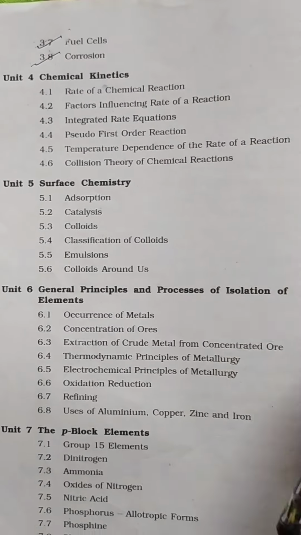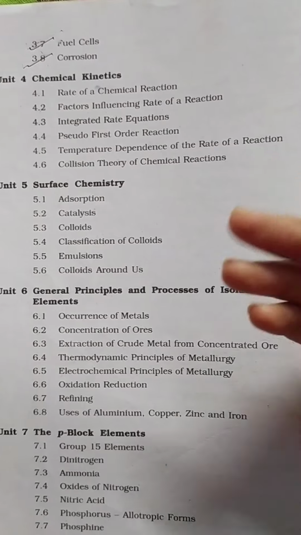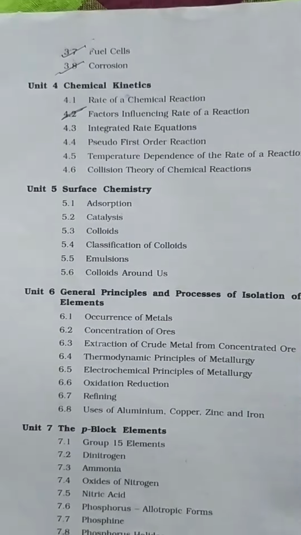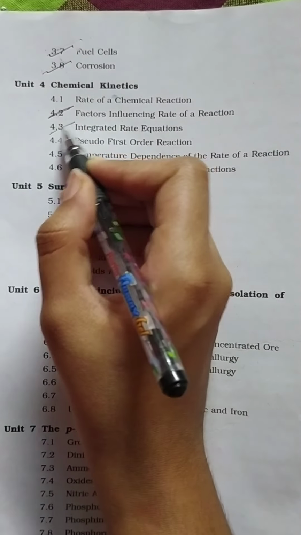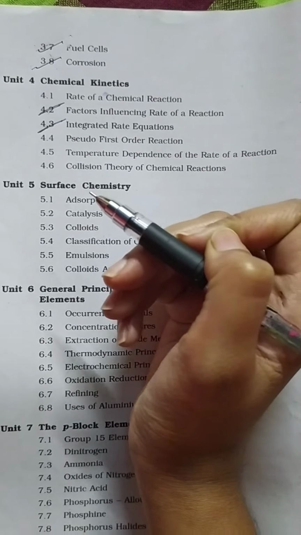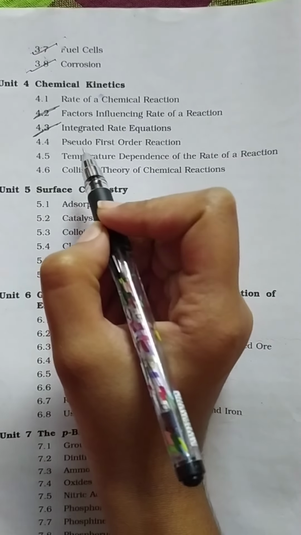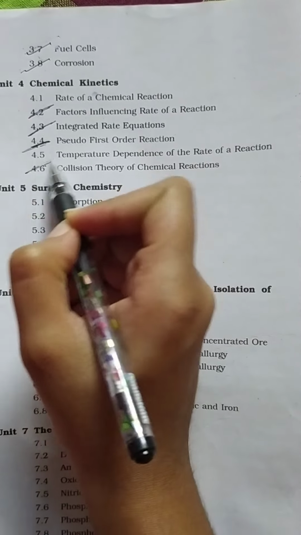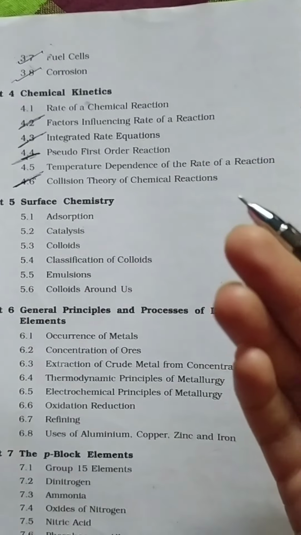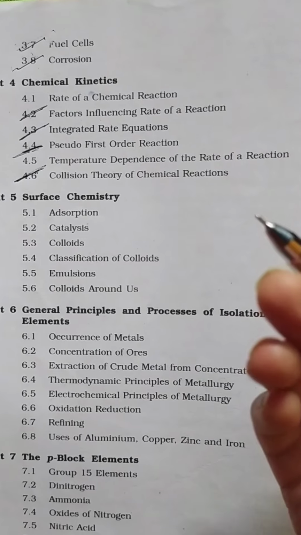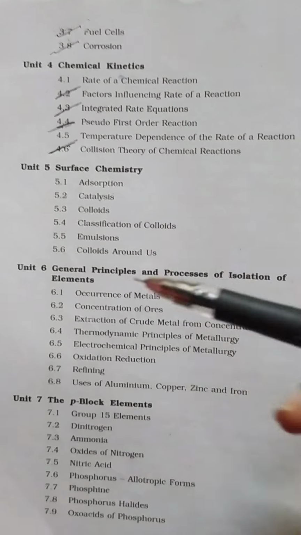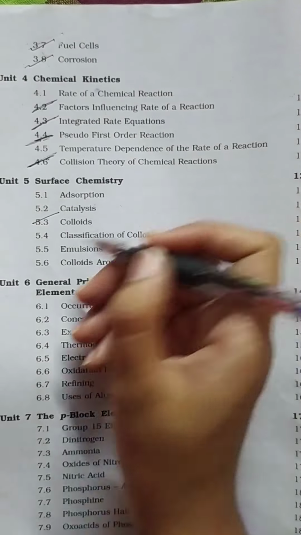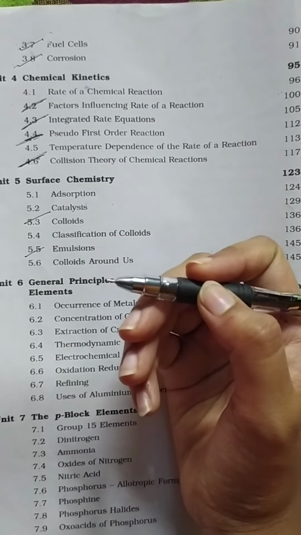Next, from the fourth unit, chemical kinetics. What is chemical kinetics, what are the factors influencing the rate of a chemical reaction, the integrated rate equation, pseudo first order reaction, collision theory of chemical reactions. These are very important, and you also have to read the temperature dependence of the rate of a reaction.